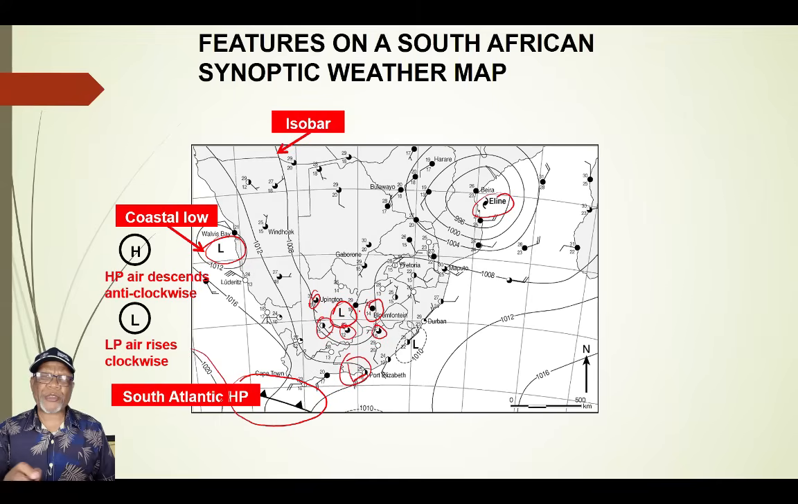And you must know the air circulation around the high pressure cell is anti-clockwise in the southern hemisphere, but the air circulation is clockwise for low pressure in the southern hemisphere, and the opposite will be correct when you go into the northern hemisphere. The anticyclone will be clockwise and the cyclone will be anti-clockwise.